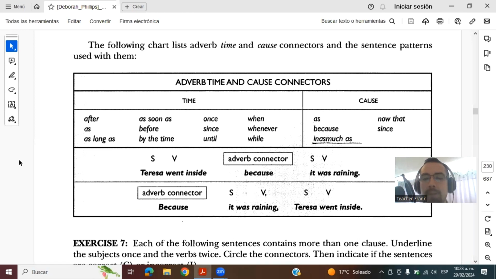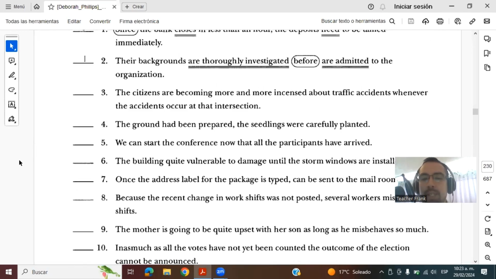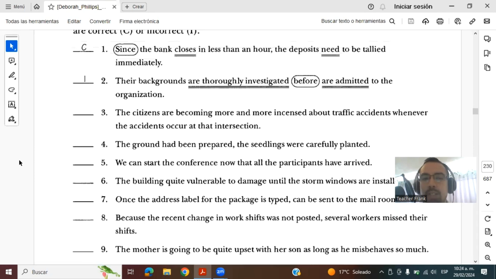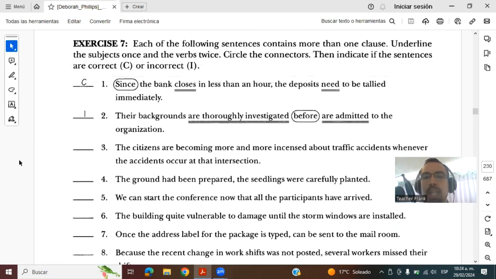Okay, so exercise 7, like all of the TOEFL exercises we have been doing, tell us each of the following sentences contains more than one clause. So there is more than one clause. We have to detect the subjects and underline them once, and the verbs and underline them 2 times. We have to circle the connectors, right? Very important to do this step by step, and then indicate if the sentence is correct or incorrect, right? So let's look at number 1.